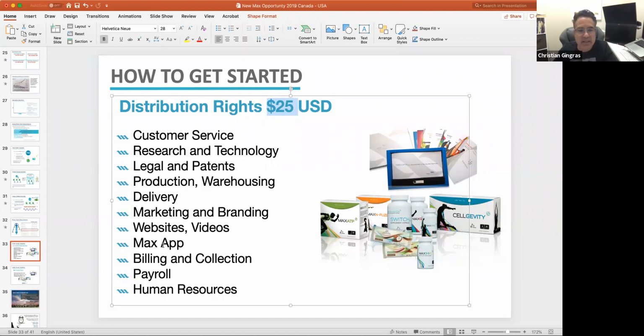define these different categories that we tend to take for granted when people have never been self-employed. But these are all things that are embedded into that $25 a year.